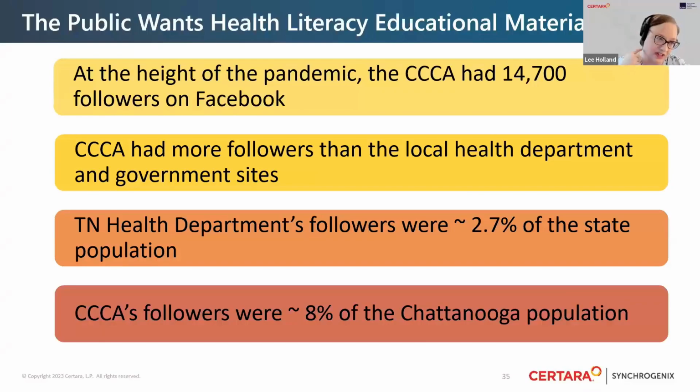The next thing I'm going to touch on is that the public wants health literacy education materials. At the height of the pandemic, the Facebook group had about 14,700 followers. That was more than the local health department and government sites. As an example, the Tennessee Health Department's followers are approximately 2.7% of the state's population. At our height, the Chattanooga COVID-19 Community Assistance page's followers were approximately 8% of the Chattanooga population.